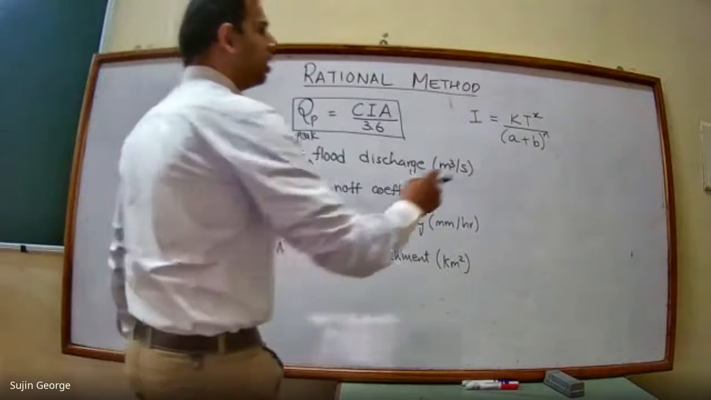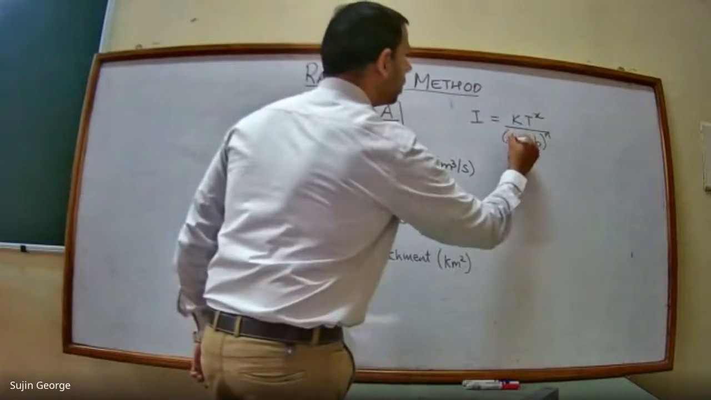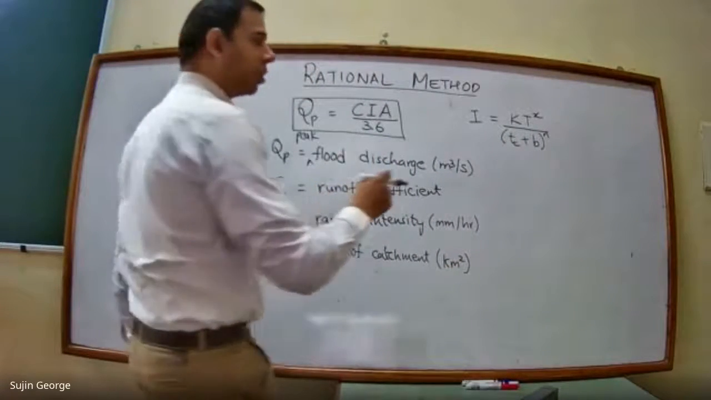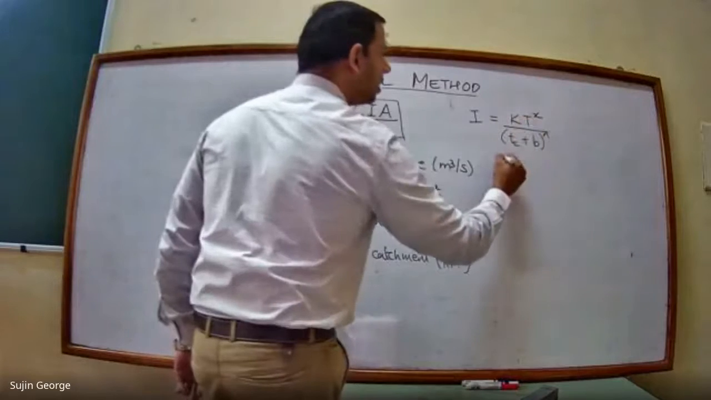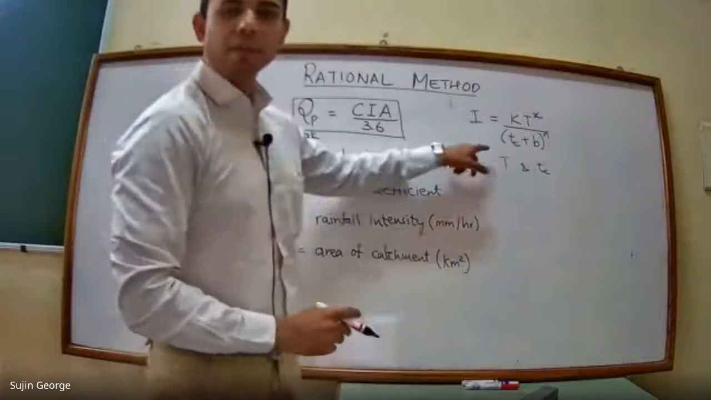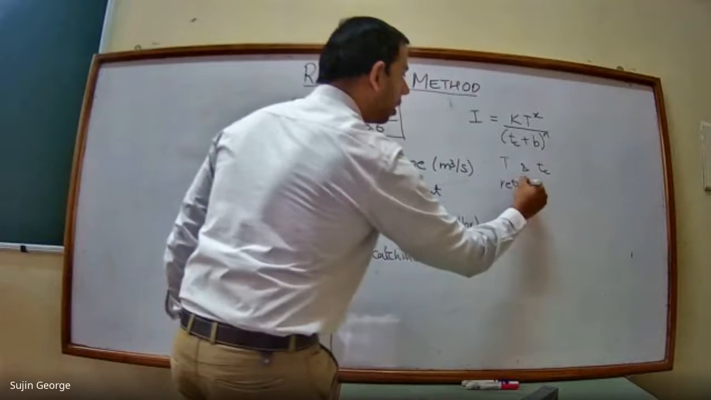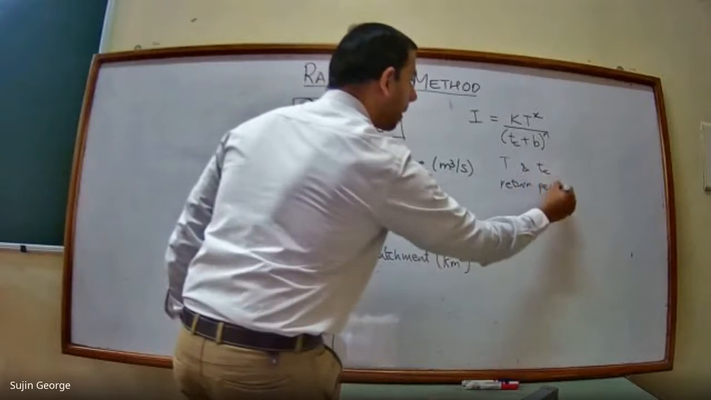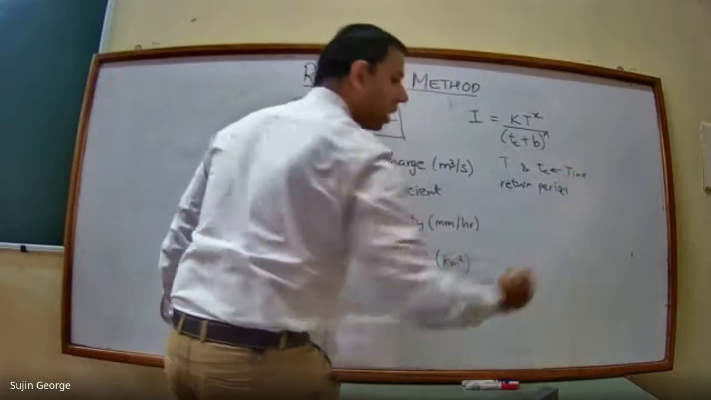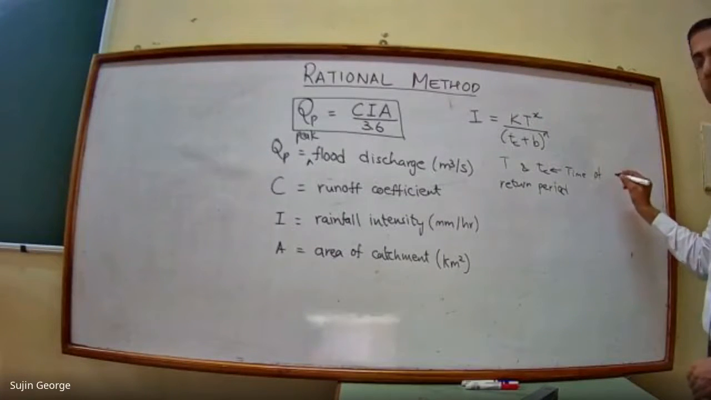Now here, A can be taken as TC, or TC is nothing but the time of concentration. And here T and TC will be given to you. The value of T and TC will be provided to you. T will be the return period and TC will be the time of concentration.